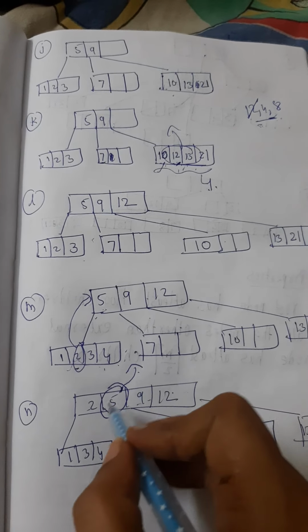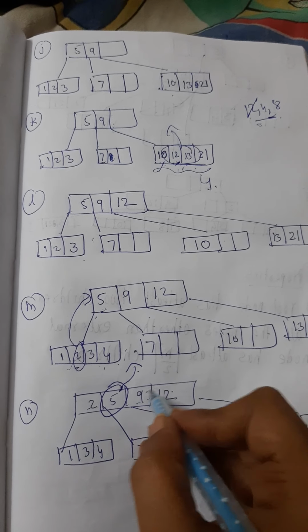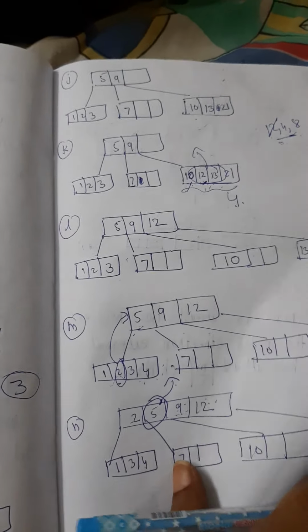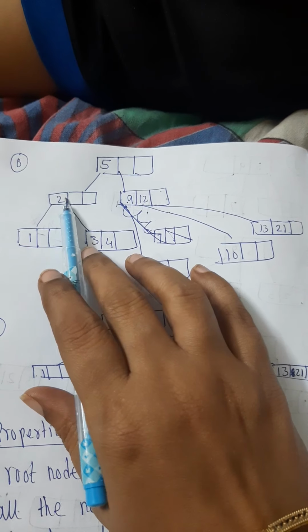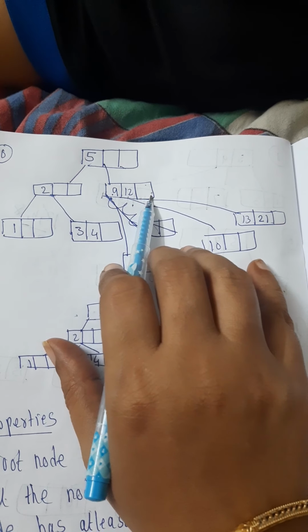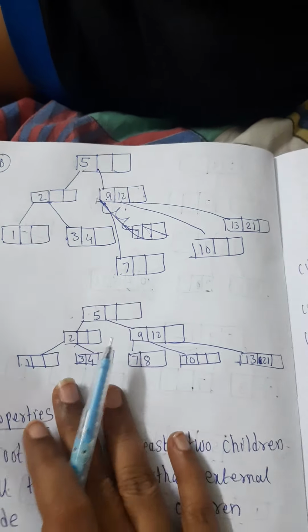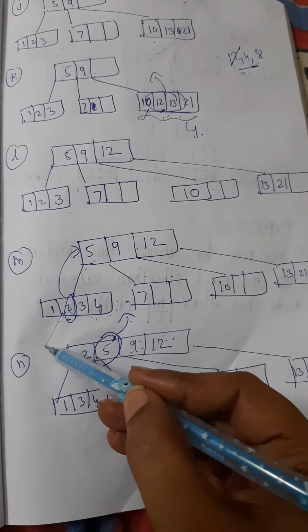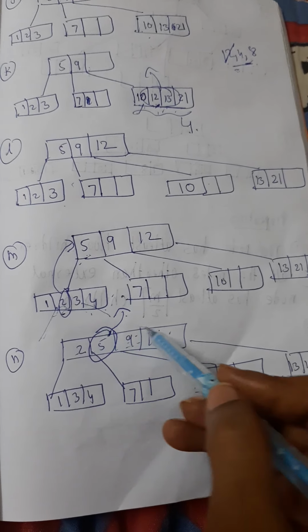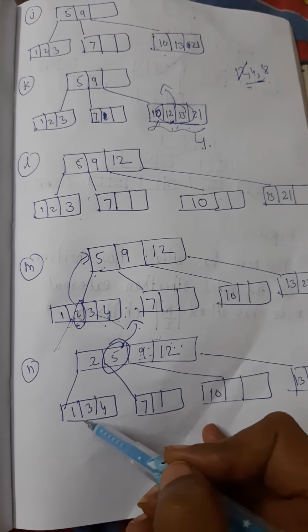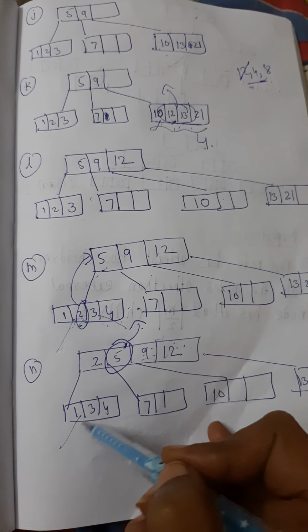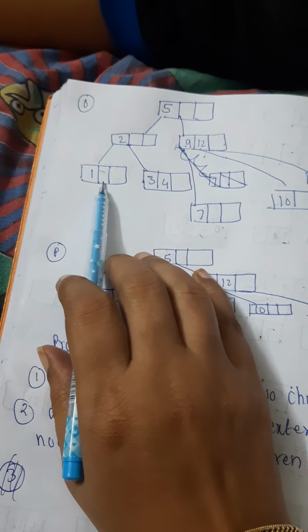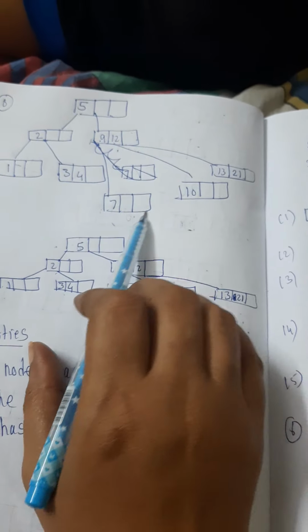When 5 is moving up, 2 will become the left child and 9 and 12 become the right child. And here, since we have split 2, its left child is 1 and 3 and 4 will become the right children. 1 becomes the left and 3 and 4 become the right children. And similarly the rest everything.